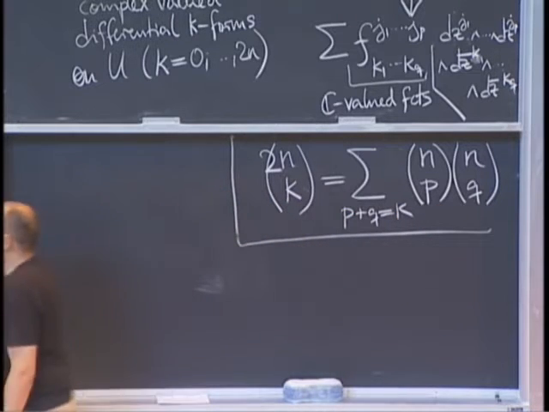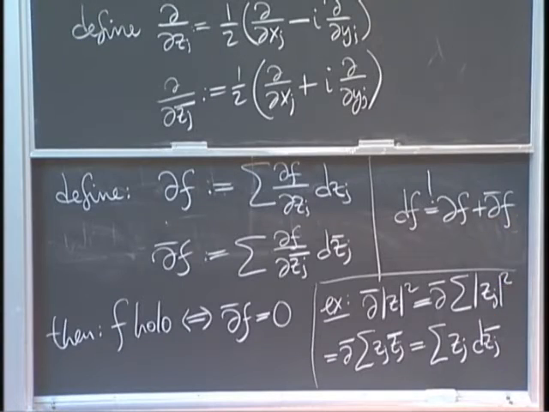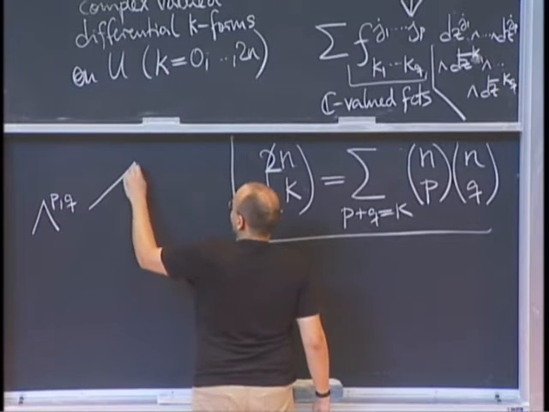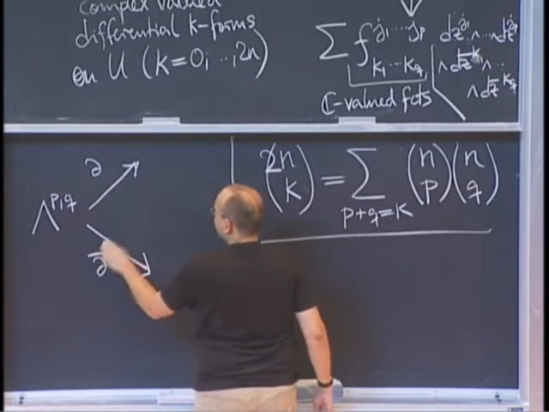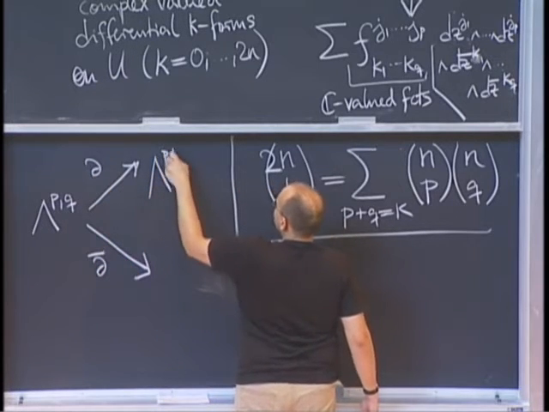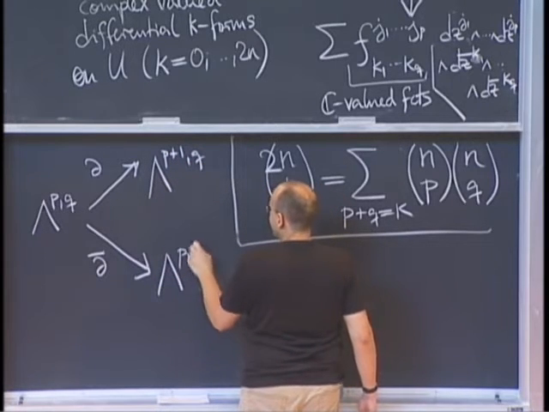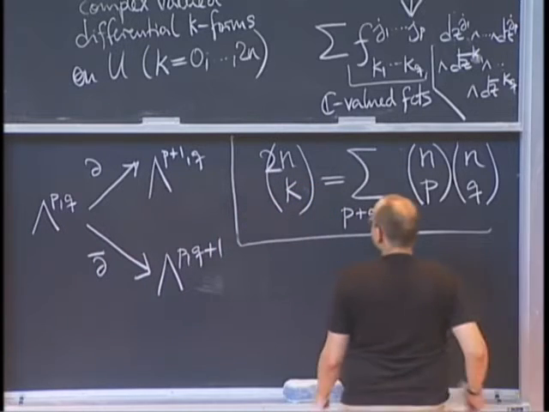And then you start talking about the exterior derivative acting on differential forms, and you want to decompose that as a sum of del and del bar in the same way. I'm just going to write down the definition. So you have PQ forms. You have two operators, del and del bar. So del goes to P plus 1 comma Q forms, and del bar goes to P comma Q plus 1 forms.